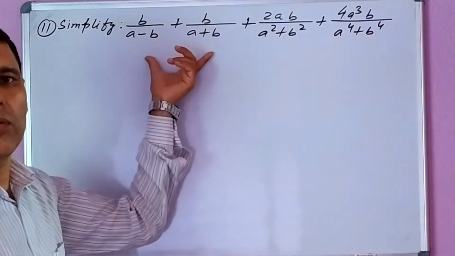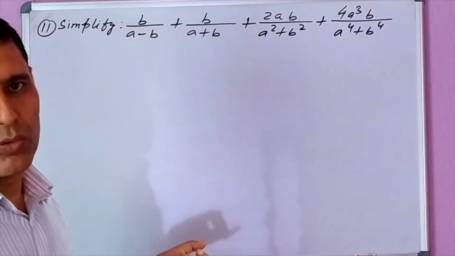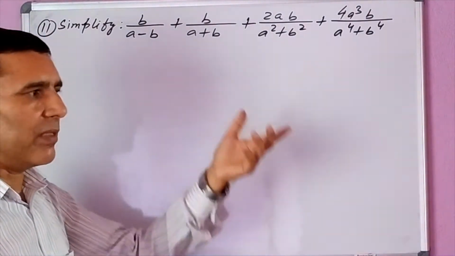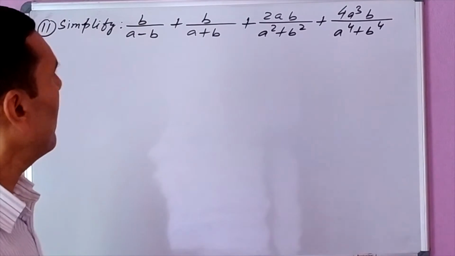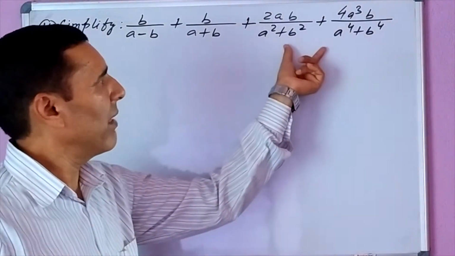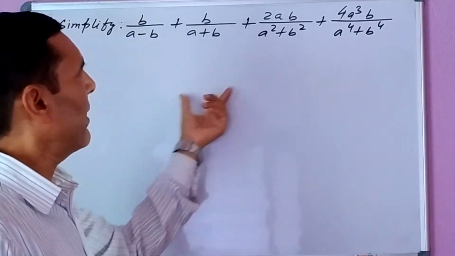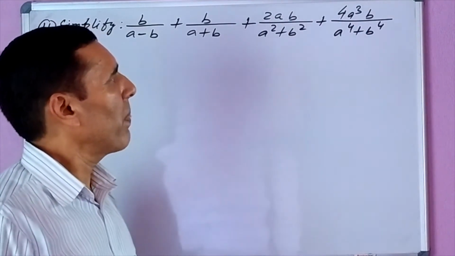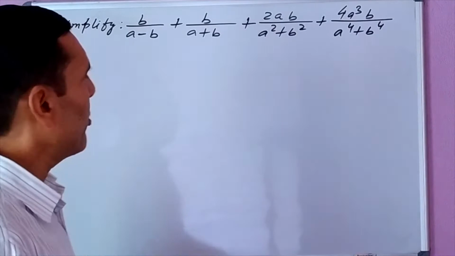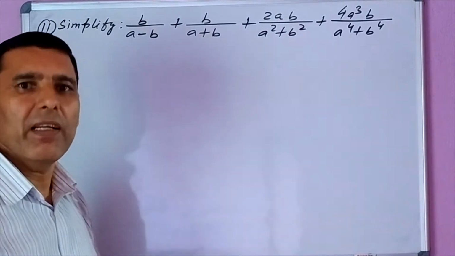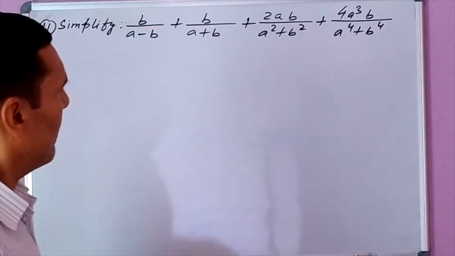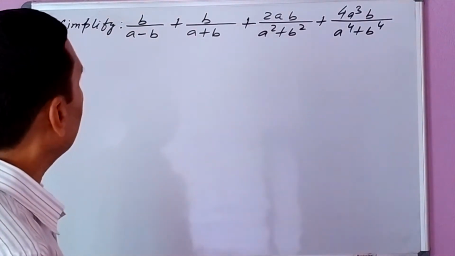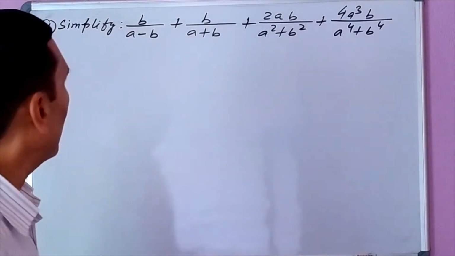Therefore, here also we take the LCM from the first 2 terms only. We get a plus b times a minus b, which when multiplied is a square minus b square. With the third denominator, a square plus b square, we will get a power 4 minus b power 4. And the last denominator is a power 4 plus b power 4. In this way, after every step, we get the form a square minus b square, that means a plus b times a minus b. So let's start taking the LCM from the first 2 terms.